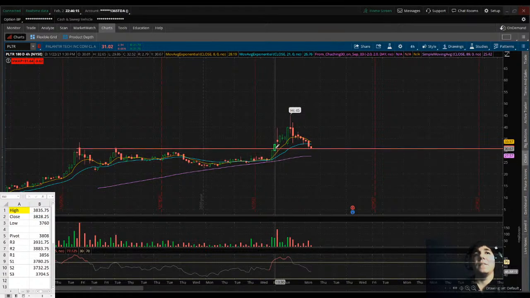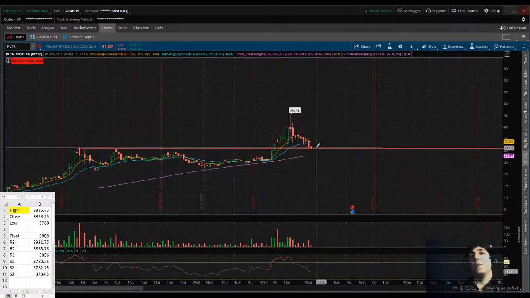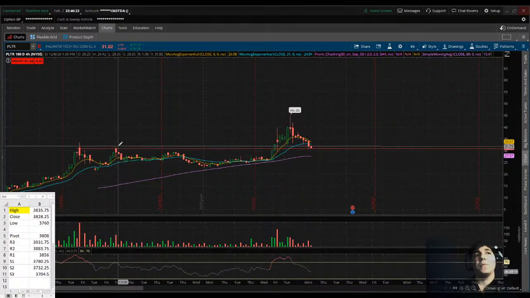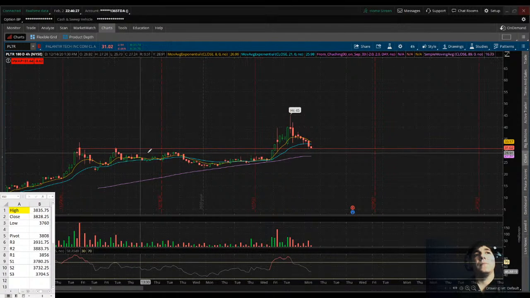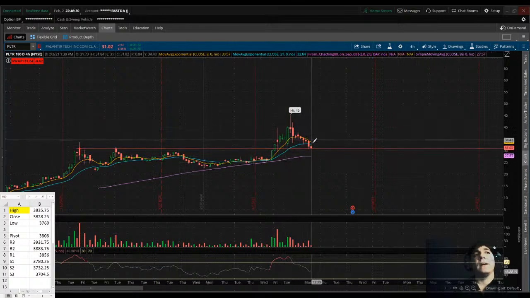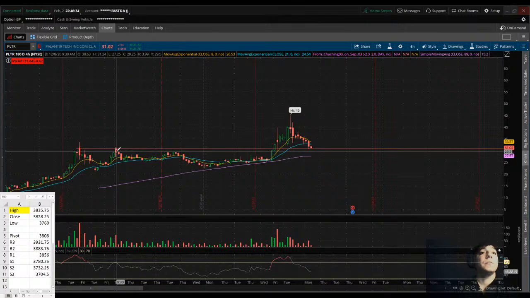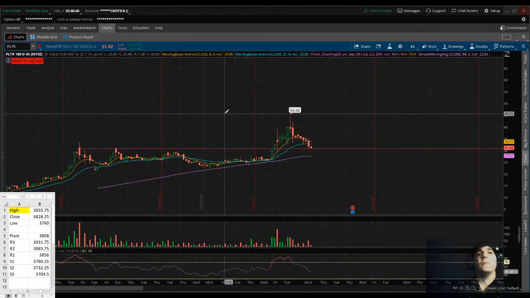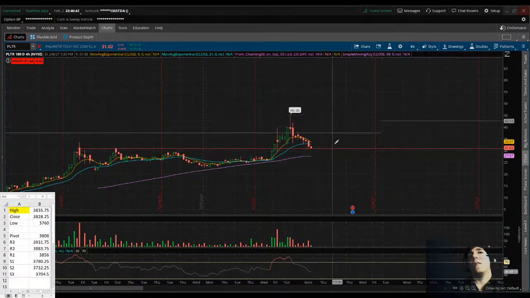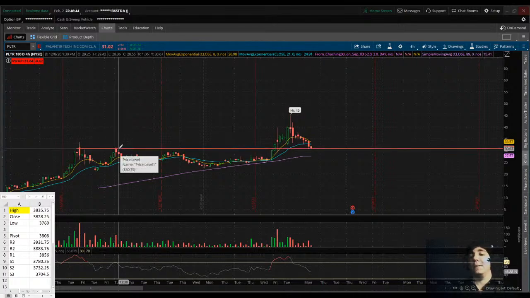You had this demand zone right here. I'm basing it off of this candle, which was the initial breakout and fail. Then we broke out of it there. So technically, this candle right here should hold because it was prior resistance. Now it's support. So that's why I went after Palantir today.